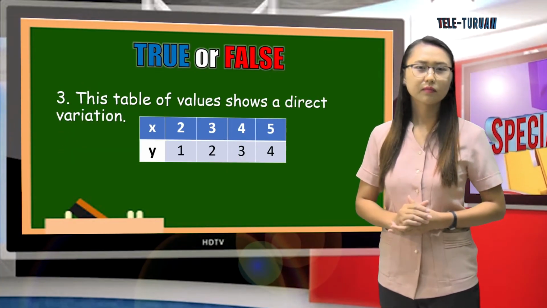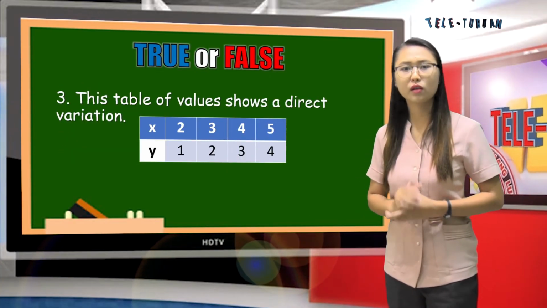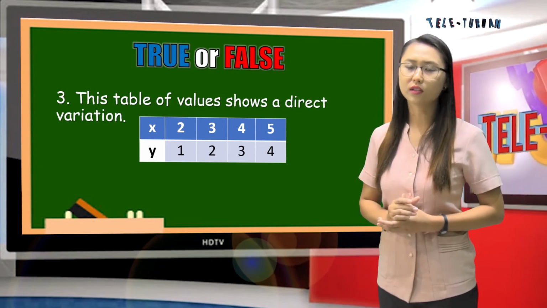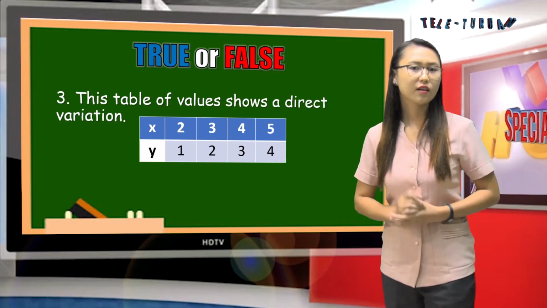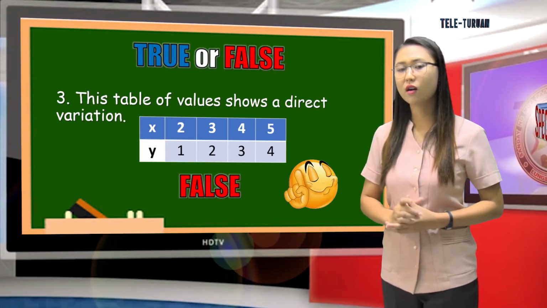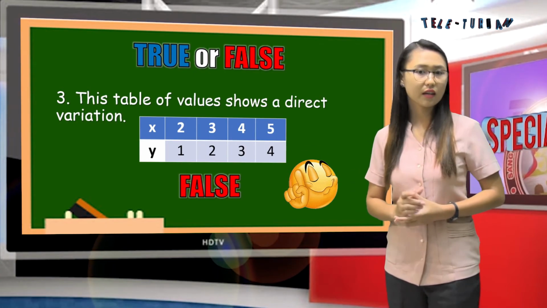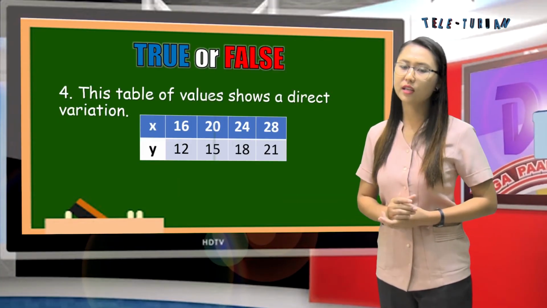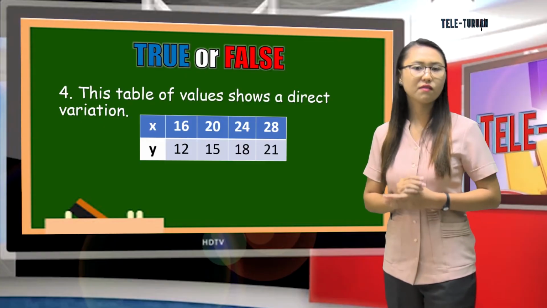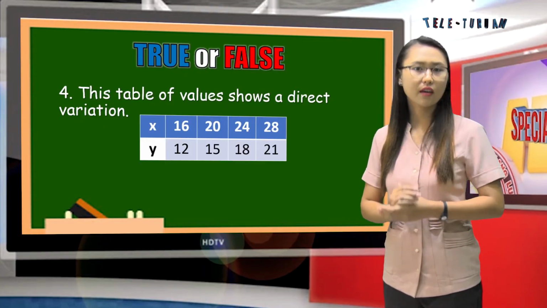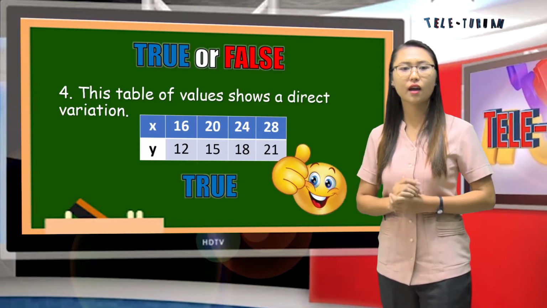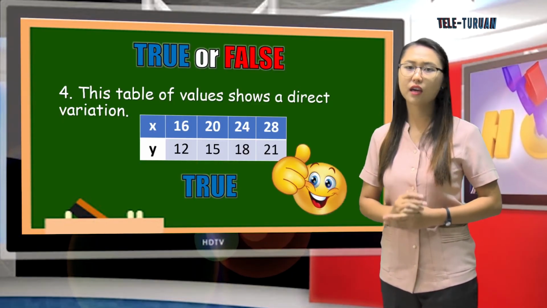Number 3. This table of values shows a direct variation. Is it true or false? Correct. This is false because although both quantities are increasing, there is no constant of variation. How about this one? This table of values shows a direct variation. Very good. This table shows direct variation. So the answer is true.